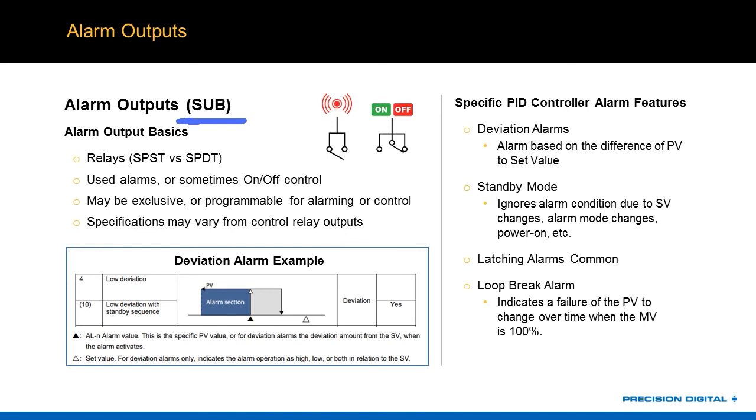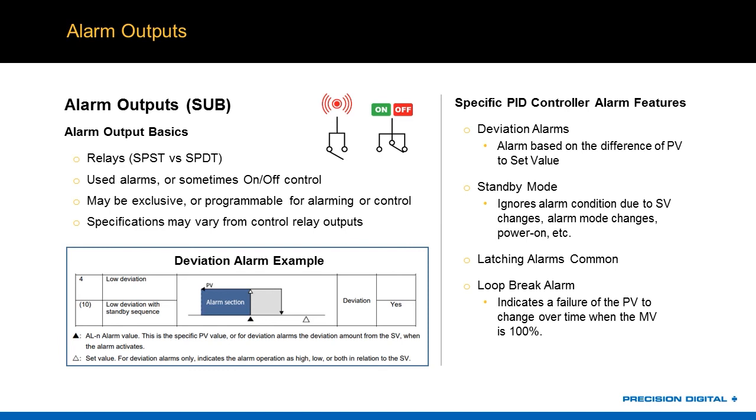Those sub-outputs are specifically meant to be alarm outputs. You may have a control element, for example a control relay that's a single pole, double throw, normally open, normally closed relay, but you find out those sub-outputs are just single pole, single throw. In fact, they may be single pole, single throw and all have a shared common. So a sub-output is an electromechanical relay meant to be used for an alarm, and it might have different specs than your control output, so you want to keep an eye open for that.